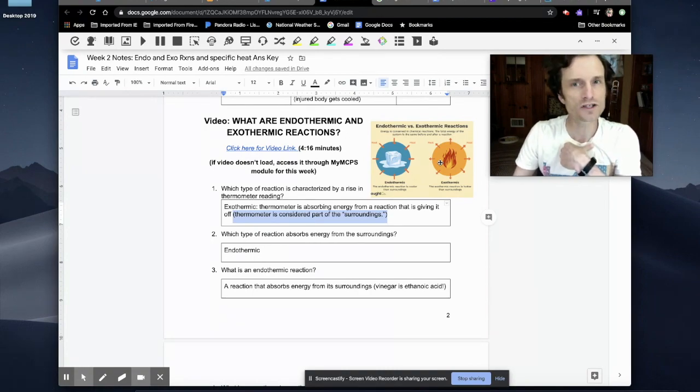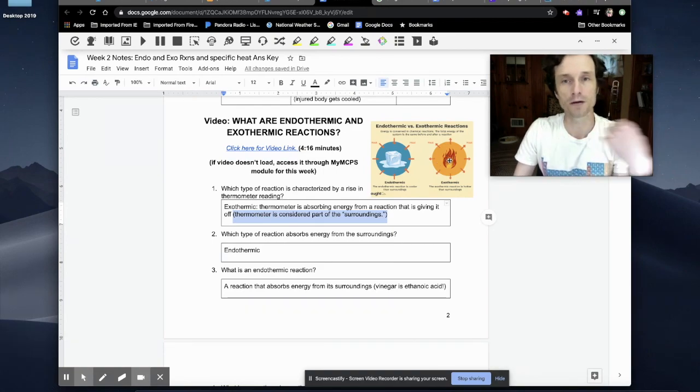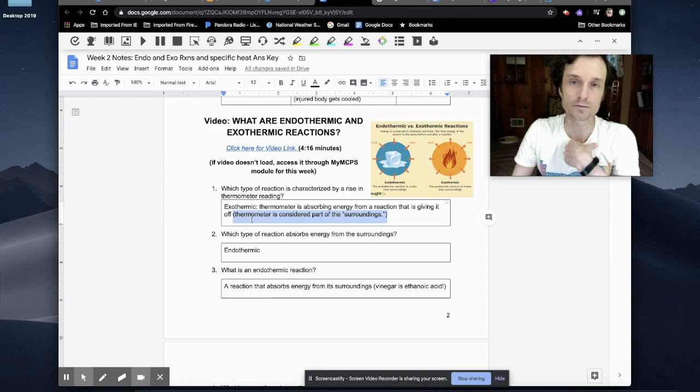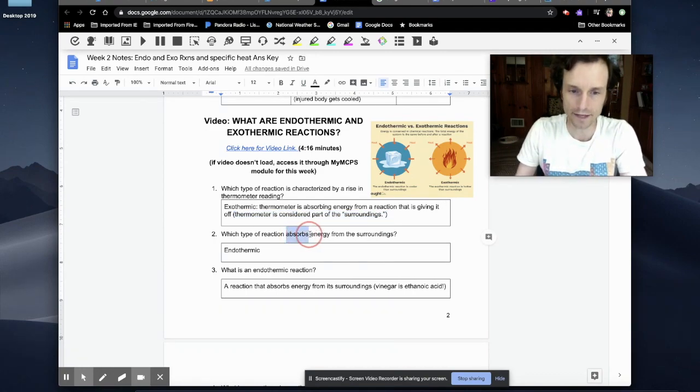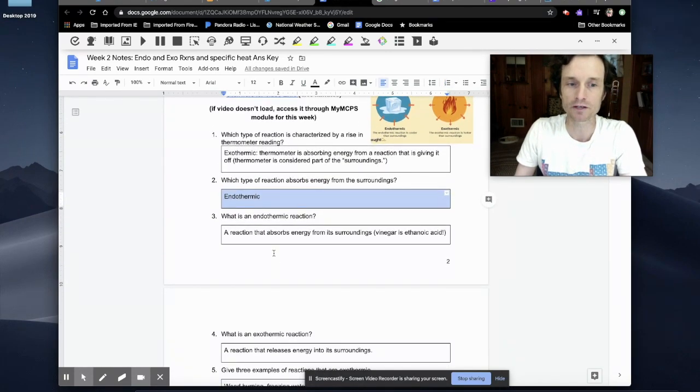But I don't want you to get confused. We're referring to the reaction itself, which is exothermic. The thermometer, being part of the surroundings, would feel that heat coming in, and that's why we call it exothermic, meaning the thermometer is getting hot. Absorbing energy, I think that's pretty straight up. That's your endothermic. Endothermic reactions are absorbing energy from the surroundings.